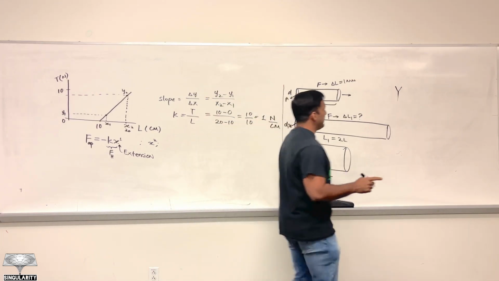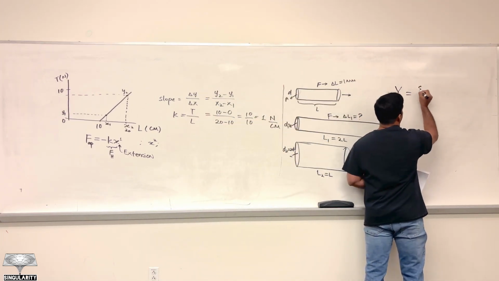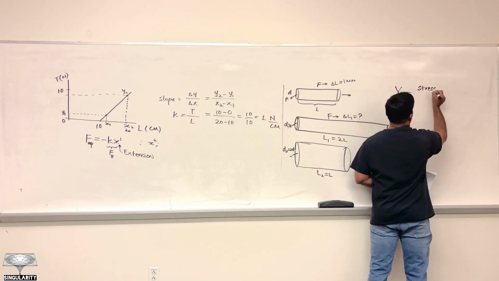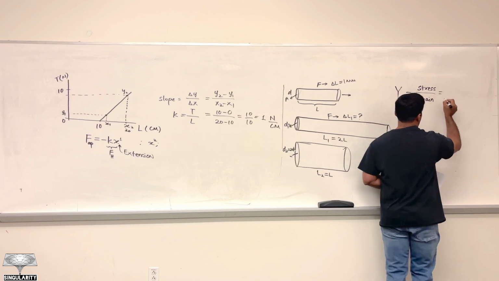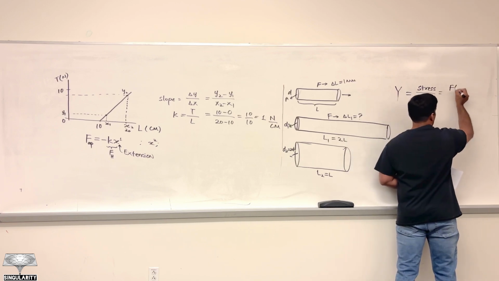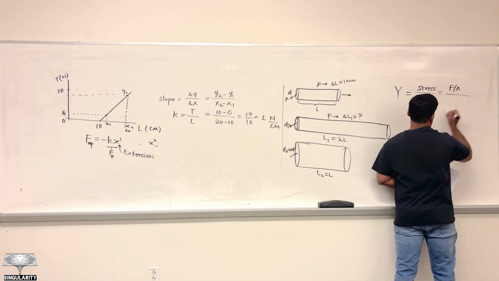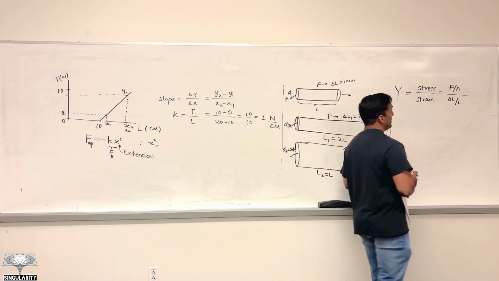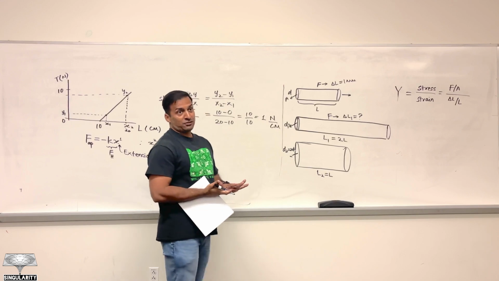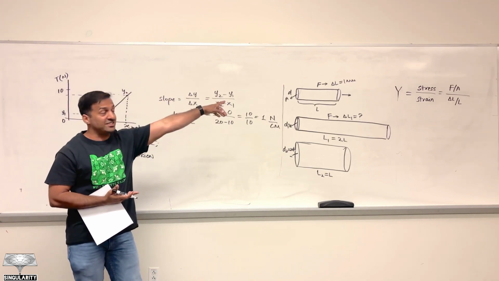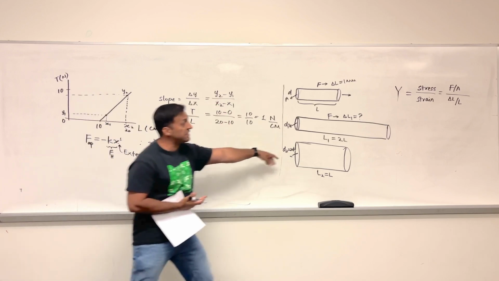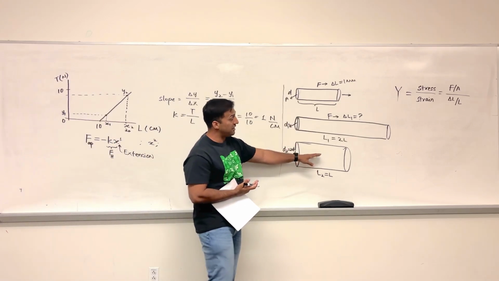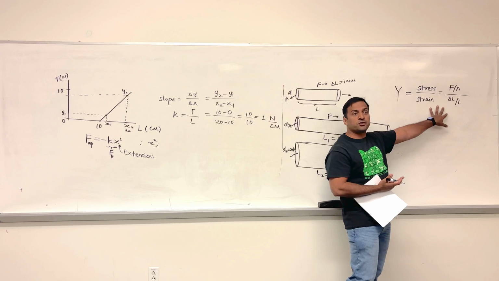It's defined as stress divided by strain. Stress is defined as force per unit area, and strain is defined as change in length divided by original length. That's the form of Young's modulus. And once you have this Young's modulus, you immediately see that every single quantity that we have written here, or that we needed and are looking for, is in this formula.